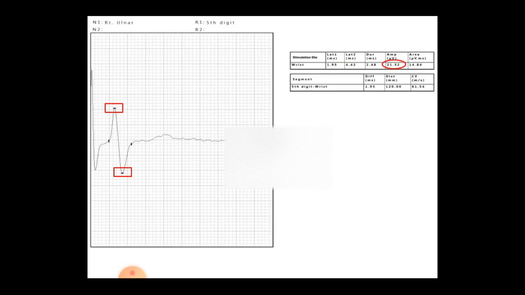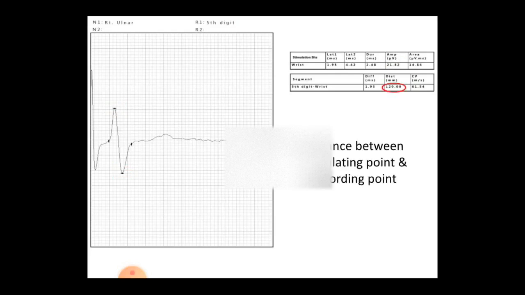Now amplitude is the vertical distance between two horizontal markers, so it is 21.32 microvolt. Generally for motor nerve conduction, amplitude comes in millivolt, and for sensory it comes in microvolt. Now the distance between the stimulating and recording point for the sensory nerve conduction study: for motor nerve conduction, it is the distance between two stimulating points, while for sensory it is the distance between the stimulating and recording point. So here it is 120 millimeter or 12 centimeter.